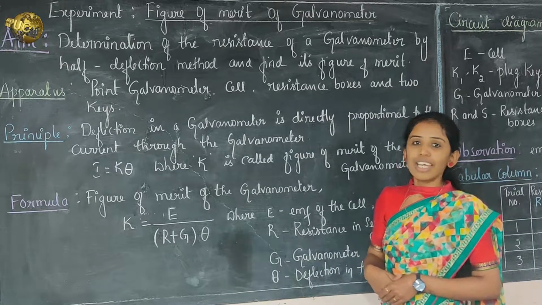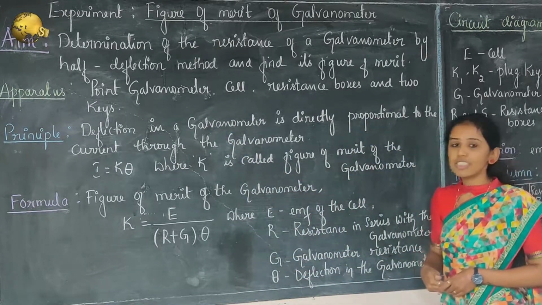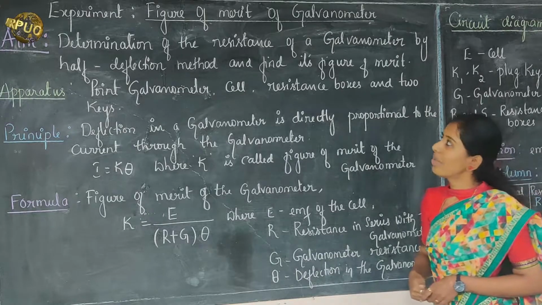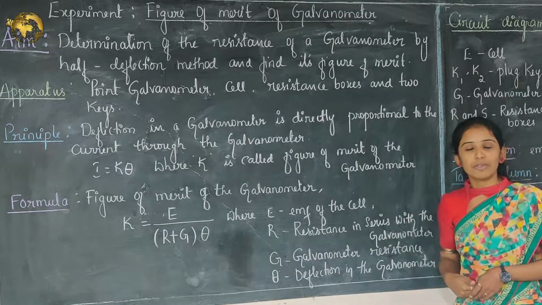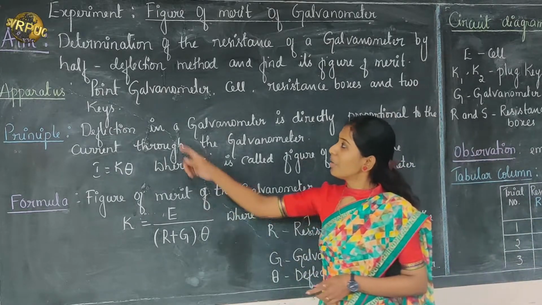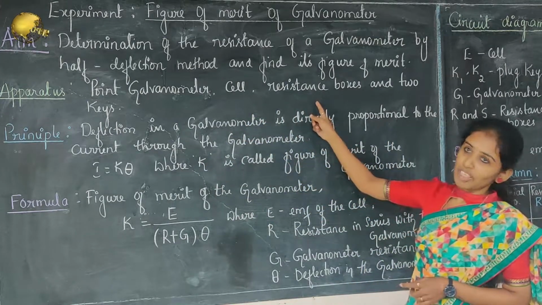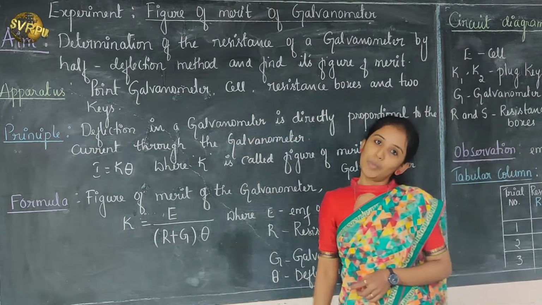Now the aim of the experiment is to determine the resistance of the galvanometer by the half deflection method and to find its figure of merit. The apparatus required for this experiment are a galvanometer, a cell, resistance boxes and two plug keys.